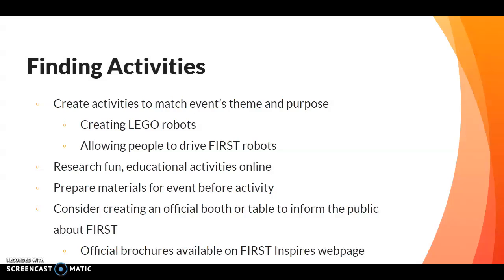Finding activities. After narrowing down the type of activity at your event, determine the specificities. You can create activities to match your event's theme and purpose, like creating Lego robots or allowing people to drive the FIRST robot. Also, you can research fun educational activities online in order to find more ideas.